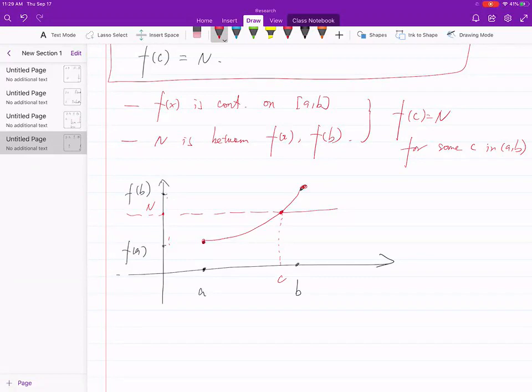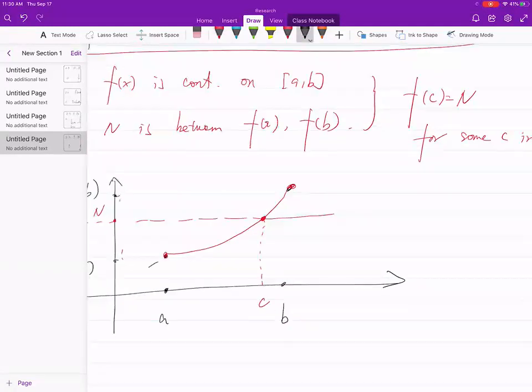Makes sense to everybody from the graph? Can you see that? You need something to be continuous. And can you see that there's a guarantee you can find a C? There's no possibility that you went all the way from this point to this point continuously, but didn't touch the horizontal line. It's not possible. You definitely touch it somewhere. That's what it says.